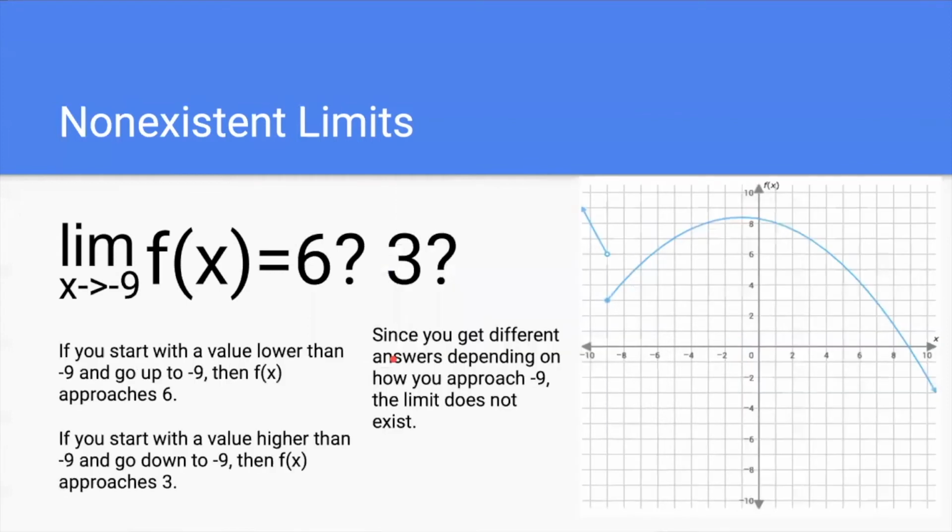All right, this limit does not exist because if you start with a value lower than negative 9 and go up to negative 9, then f of x approaches 6. But if you start with a value higher than negative 9 and go down to negative 9, then f of x approaches 3. And since you get 2 different results, this limit does not exist.